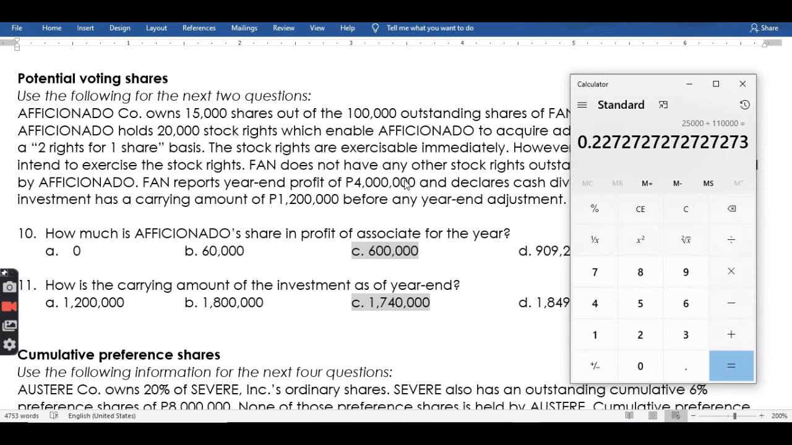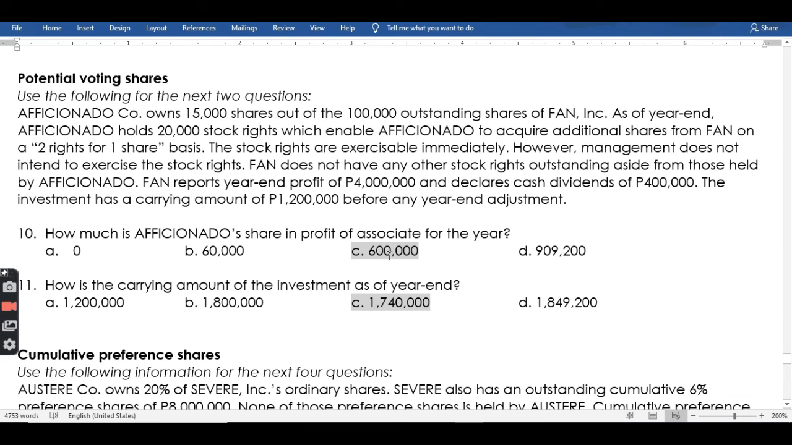So currently, you have 15,000 shares out of the total 100,000 shares, so your ownership is only 15%, and that is all you get from the reported 4 million profit. So times 4 million, the answer is 600,000, that's your share. How much is the carrying amount of the investment?